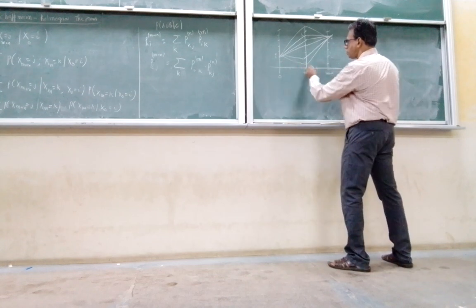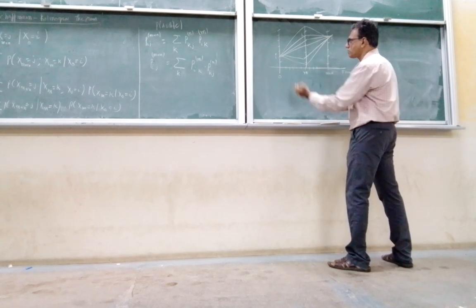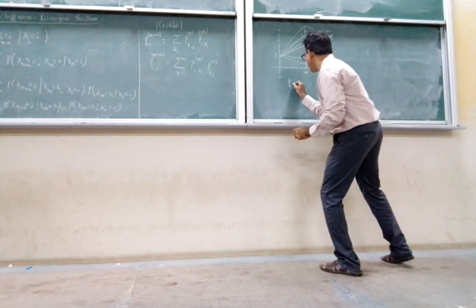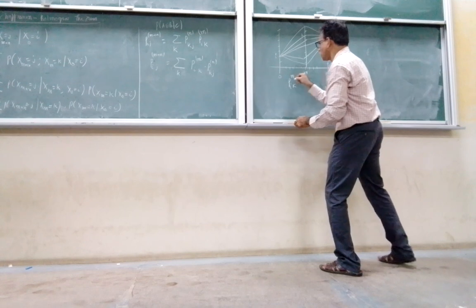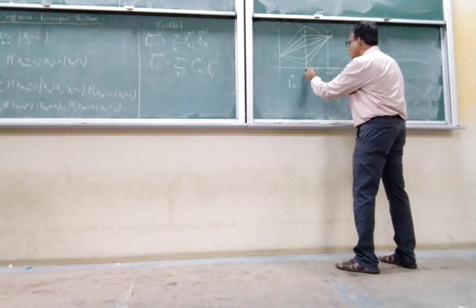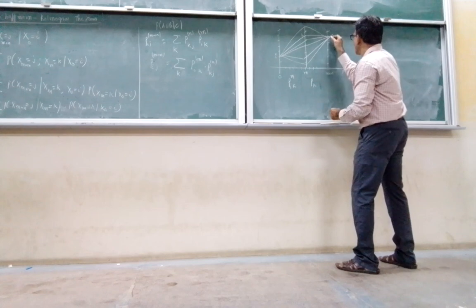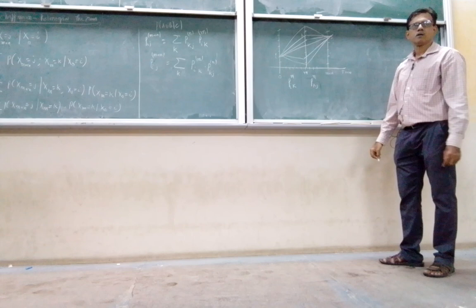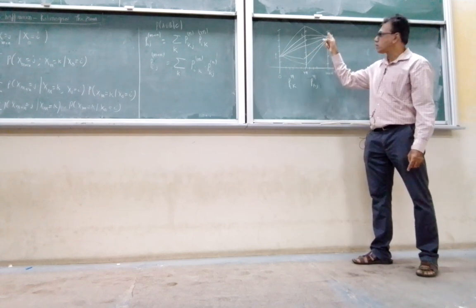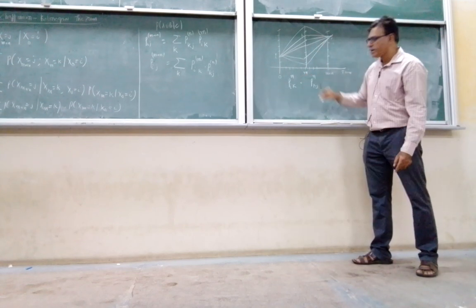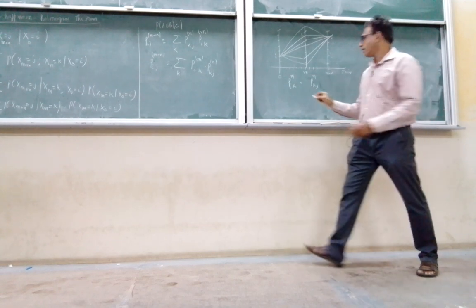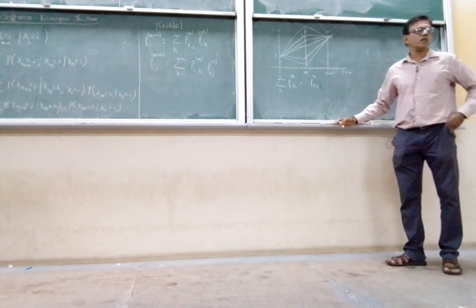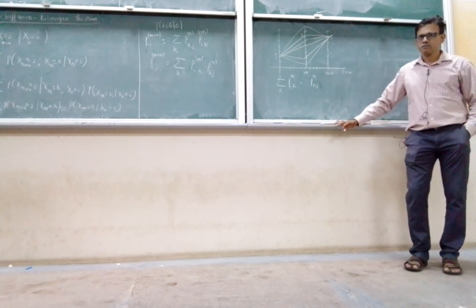So what is this probability? It is the probability of making a transition from i to k in m time steps, and k to j in n time steps. Both should happen in order to go from i to j. So you have to multiply them and sum over all k. So this is what the Chapman-Kolmogorov equation is.